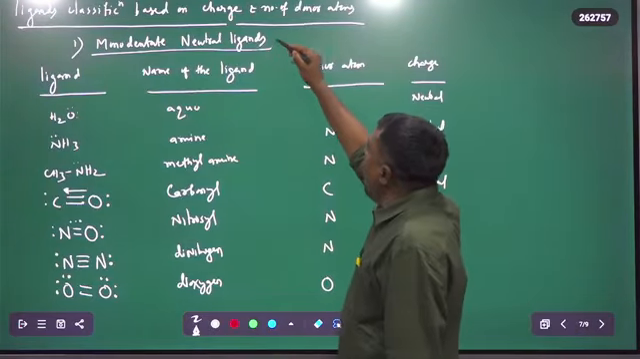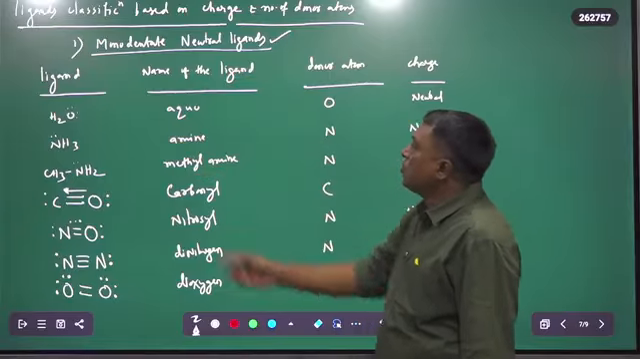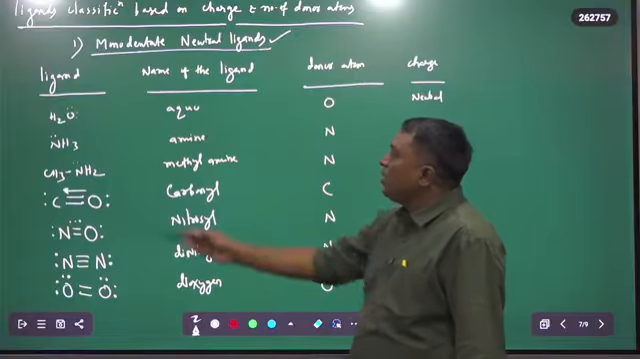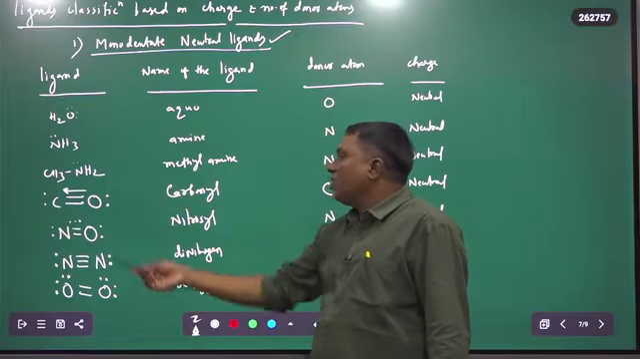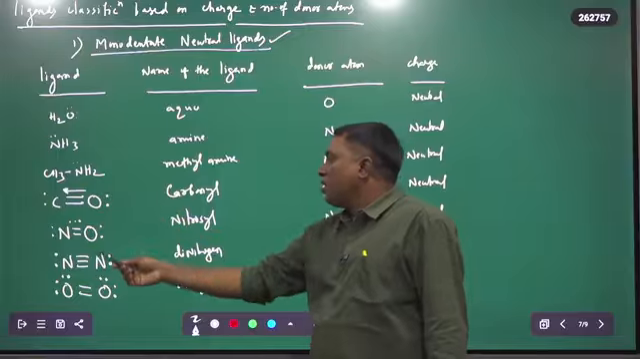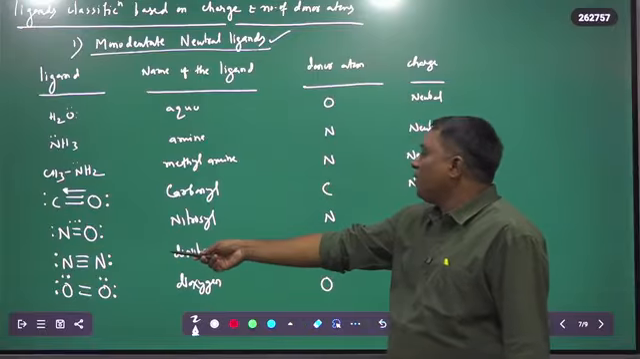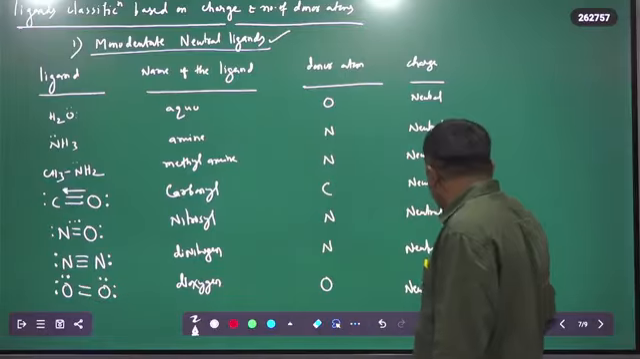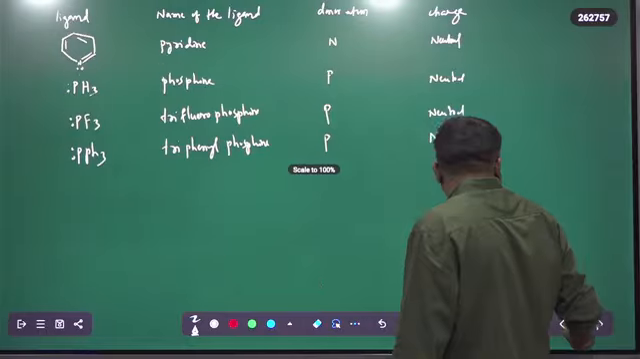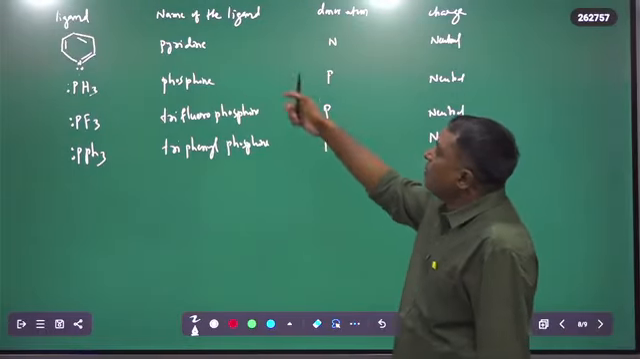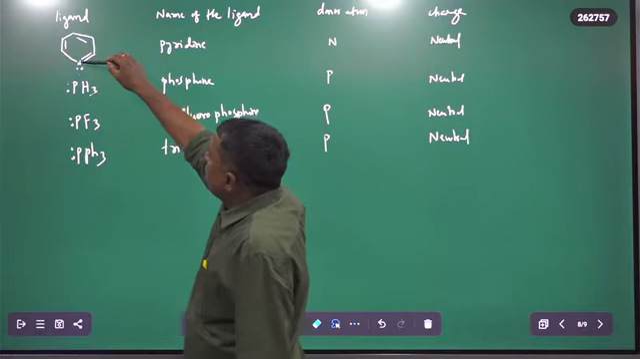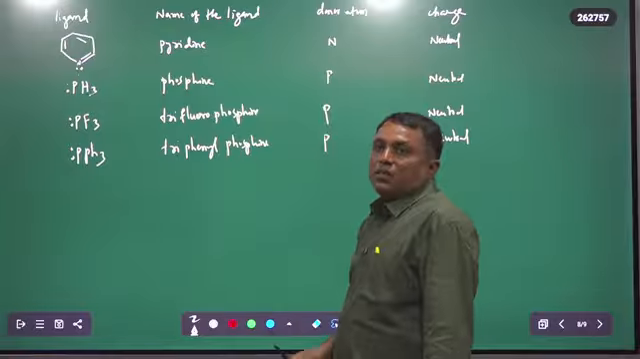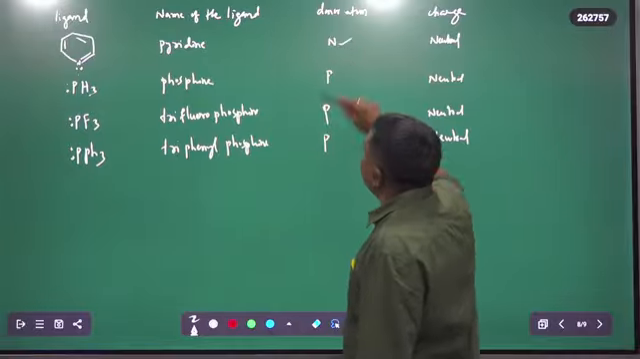So these are the monodentate neutral ligands. H2O, in that oxygen is the donor atom; in ammonia nitrogen is the donor atom; in methylamine nitrogen is the donor atom; in carbonyl carbon is the donor atom; in nitrosyl nitrogen is the donor atom. In dioxygen, oxygen is the donor atom. And next, this is pyridine. In pyridine the nitrogen has one lone pair, therefore nitrogen is the donor atom.